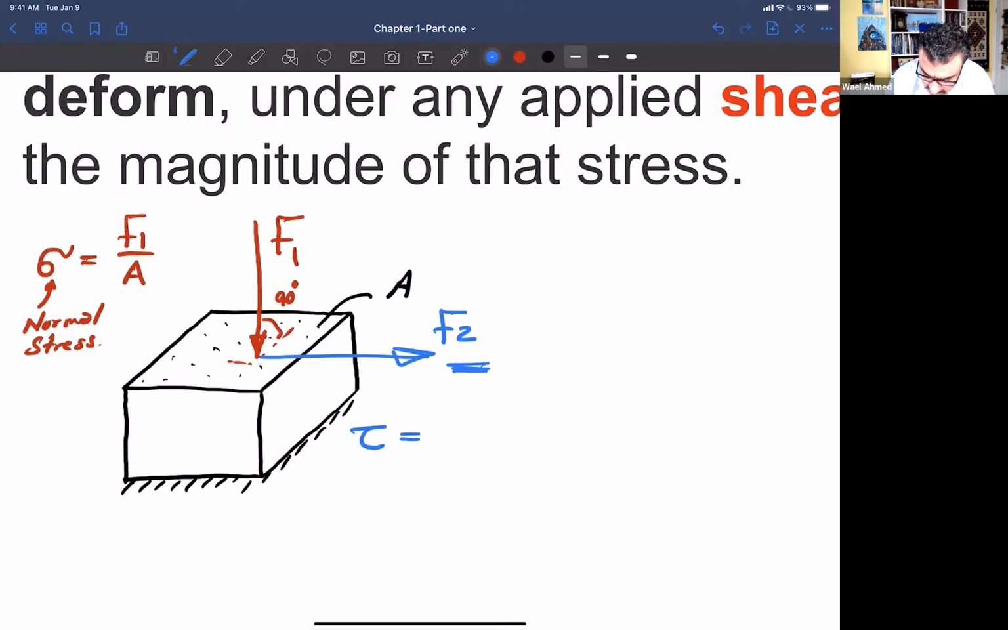And the tau here is a shear stress. So the F2 over the same area. And you see here the same area, but now the force is parallel to the surface, right? It is tangential to this direction, in this line of action. So basically this force is creating a shear force, or a shear stress, sorry, that is defined by F2 over the area, right?